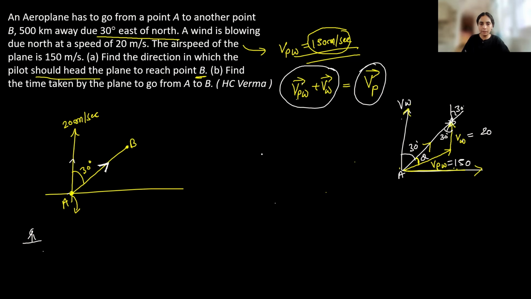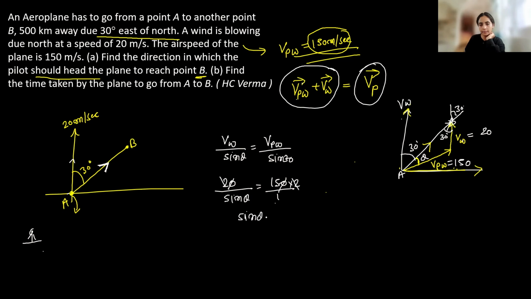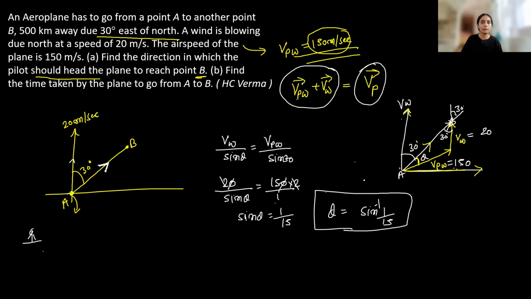सो यहाँ से देखो VW by sin theta will be equal to VPW by sin 30. ठीक है, so VW will be is equal to 20, and this is sin theta, and this is 150 divided by 1 by 2. Okay, so this will get cancelled, this will get cancelled, and sine theta is equal to 1 by 50. So theta value is how much? That is your sine inverse 1 by 50. So this is going to be your answer.